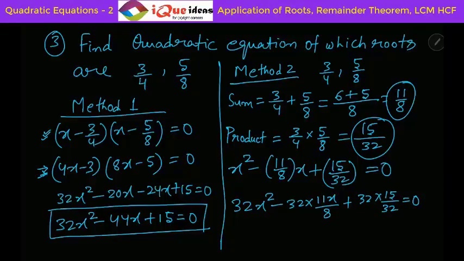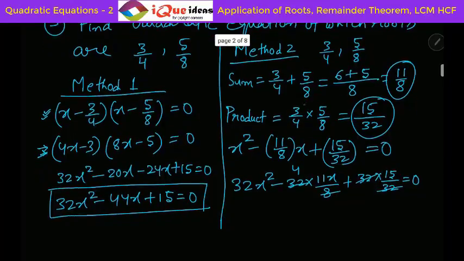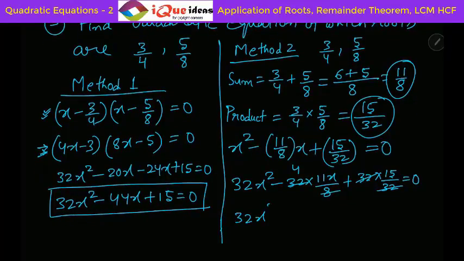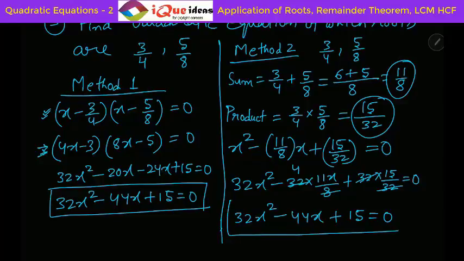So what we are doing is we are multiplying every term by 32. Now the last one, 32 cancels by 32. 8 cancels 32 4 times. So our final answer in this case is equal to 32x square minus 4 into 11x is 44x plus 15 is equal to 0. So as you can see, the answer is same.